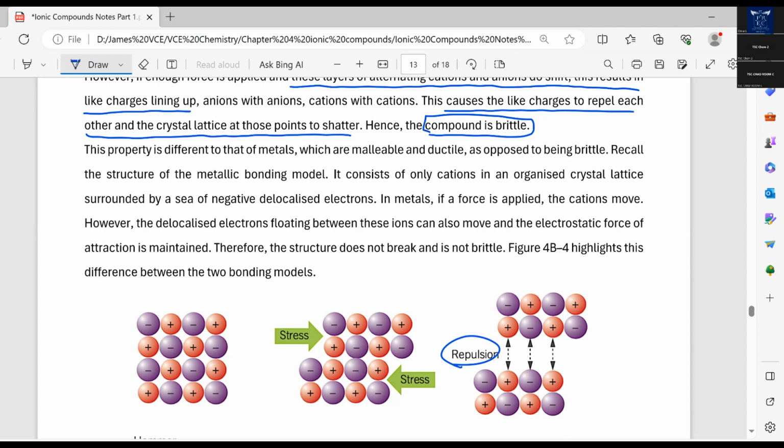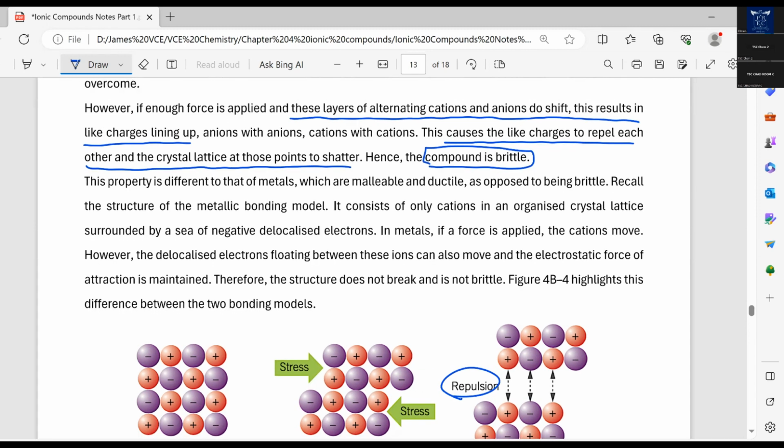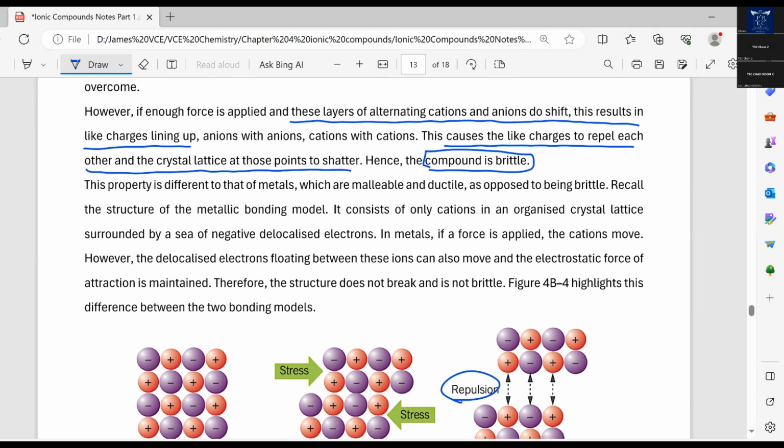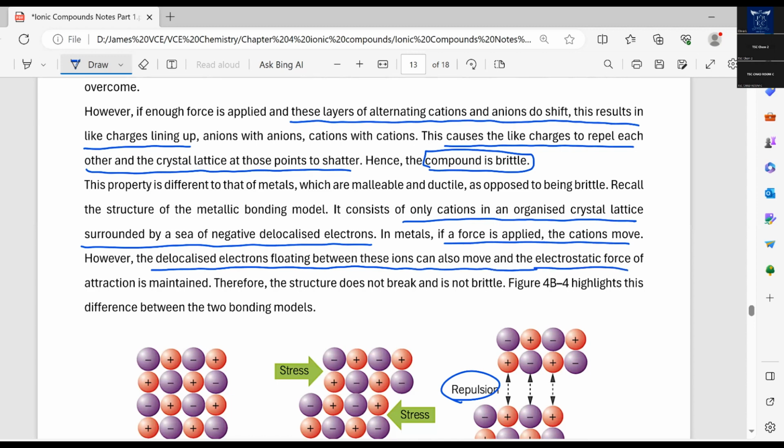So, key points. The one that I have underlined: if they ask why they are brittle, you should be able to explain. But this property is different to that of metals, which are malleable and ductile, as opposed to being brittle. Metallic bonding consists of only cations in an organized crystalline structure surrounded by a sea of negative delocalized electrons. So when force is applied, the cations move, but the delocalized electrons floating between these ions can also move, and the electrostatic force of attraction is maintained.